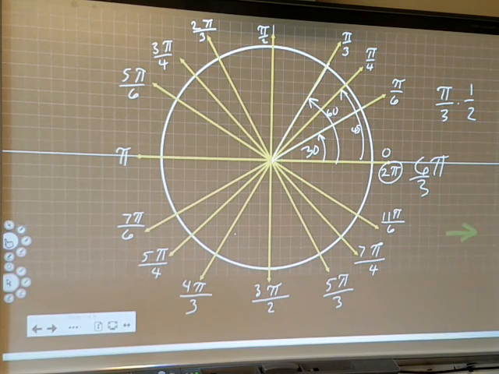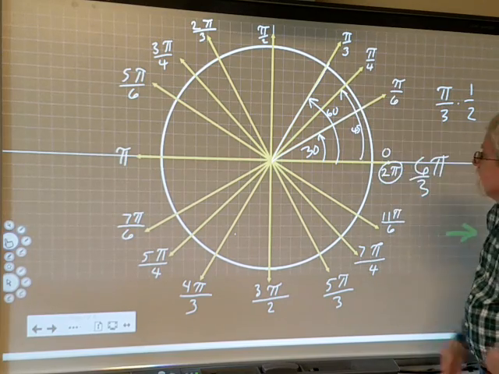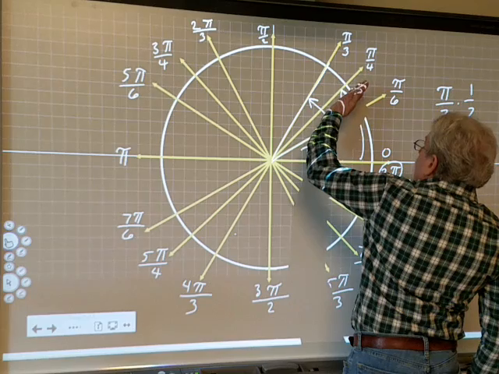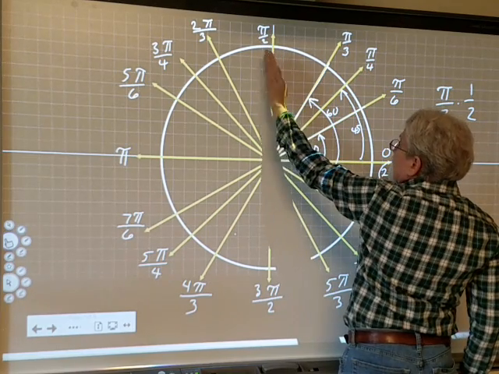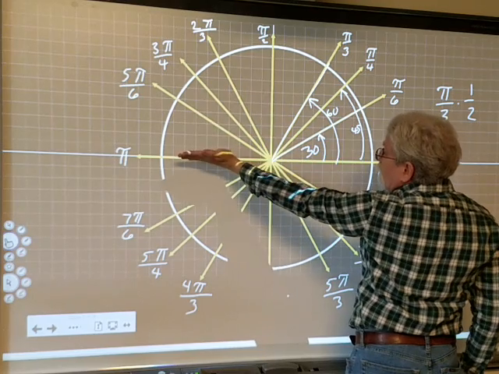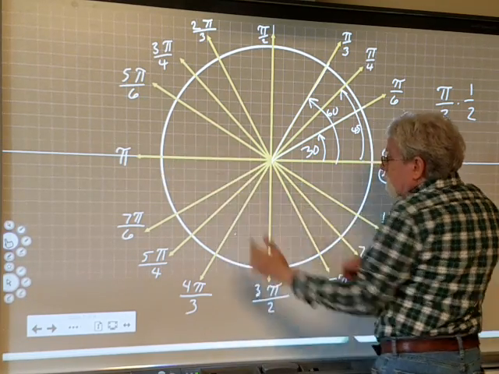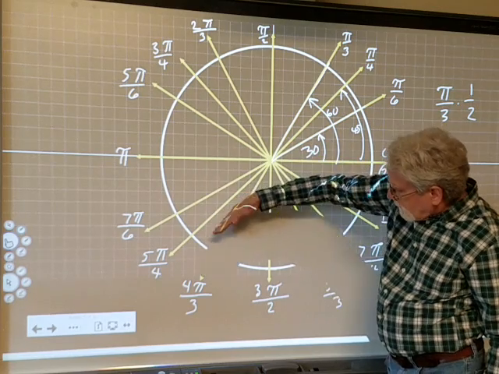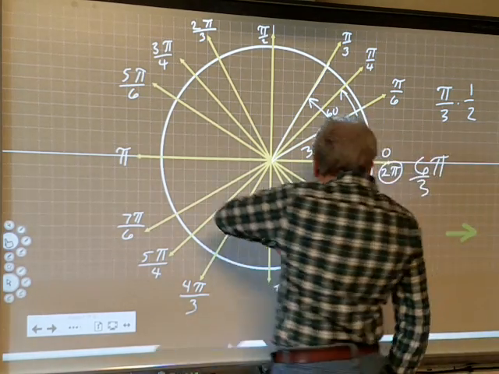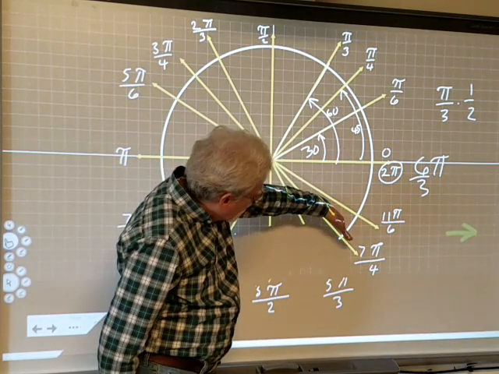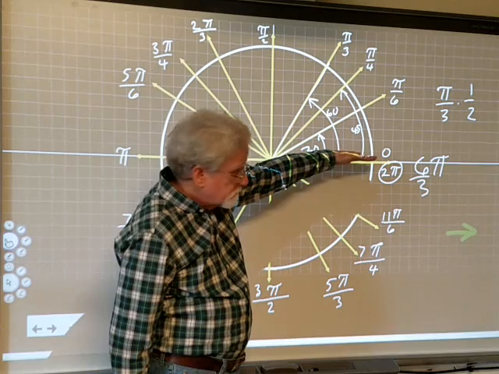Or we can count by 45-degree angles. 45 degrees being 1/4. We have 1/4. 2/4, better known as 1/2. 3/4. 4/4 pi, better known as 1 pi. 5/4, 6/4, better known as 3/2 pi. 7/4, and 8/4, better known as 2 pi.